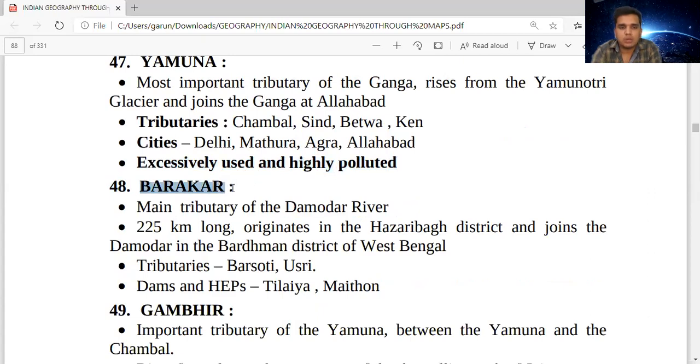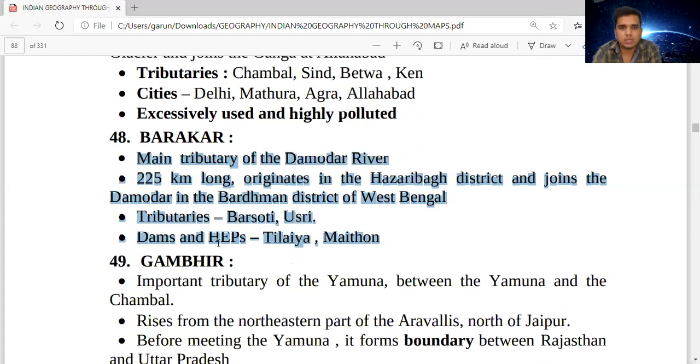Barakar river, main tributary of Damodar river. 225 kilometers long, originates in Hazaribagh district and joins the Damodar in Bardhaman district of West Bengal. Tributaries: Barsoti, Usri. Dams and HEPs: Tilaiya and Maithon. Okay, dams and HEPs, hydroelectric projects.